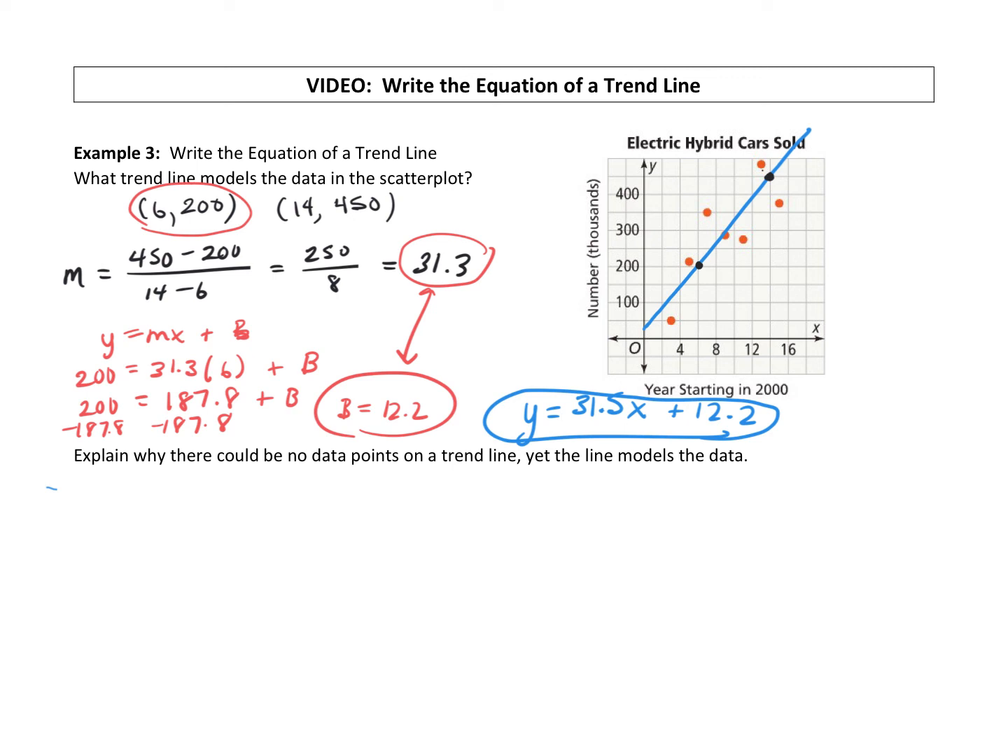So just kind of a secondary question here. Explain why there could be no data points on a trend line, yet the line models the data. So you can kind of write down your version of this, but a trend line has to go through the center of the data points as best it can. When your data points are just kind of scattered about, but they're forming, in this case, a positive association, your line, as it goes through the center of them, may not hit one of the data points, and that's okay. So however you want to paraphrase that in your own words, go ahead and write that in your notes.